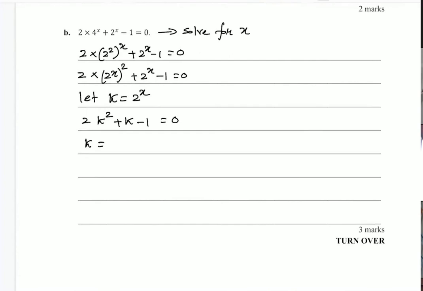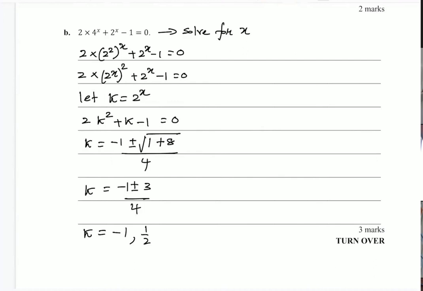So this shouldn't be bad. So k is equal to minus b plus or minus the square root of b squared minus 4ac, divided by 2a, it's going to be 4. So k should be minus 1 plus or minus 3, divided by 4. So you get 2 k values. One is when you get the minus value, it's going to be minus 4 divided by 4, which is minus 1. When you take the plus value, it's going to be 2 divided by 4, which is half.